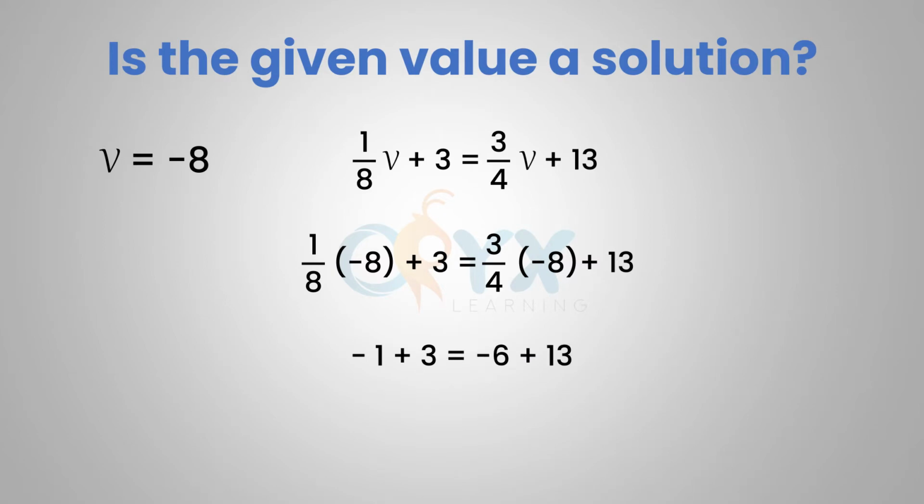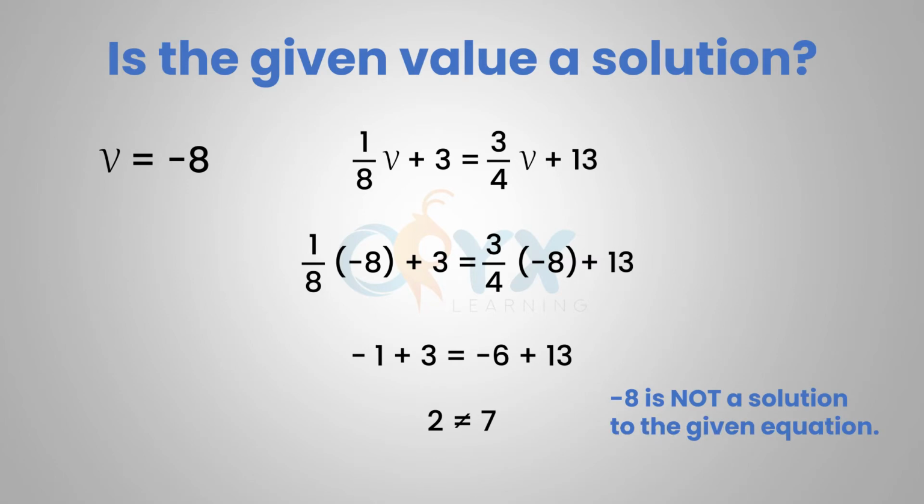Well, -1 plus 3 is 2. -6 plus 13 is 7. 2 does not equal 7. Therefore, -8 is not a solution to the given equation.